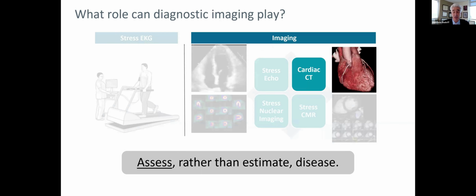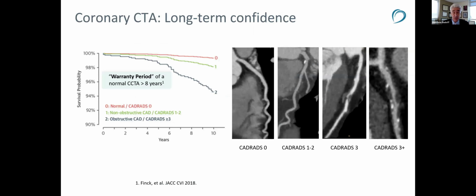And certainly there's a lot of opportunities in cardiac CT that we'll talk about today to assess rather than to estimate what disease burden they may have. So first and foremost, a normal CT, I think this is something that just needs to continue to be reiterated. If you have a CT angiography that shows no plaque, we really do have a near perfect warranty period of about 8 years. You can see this is work from Fink.